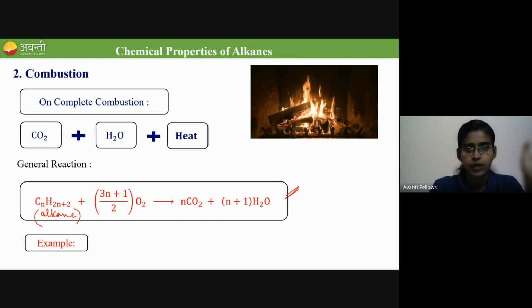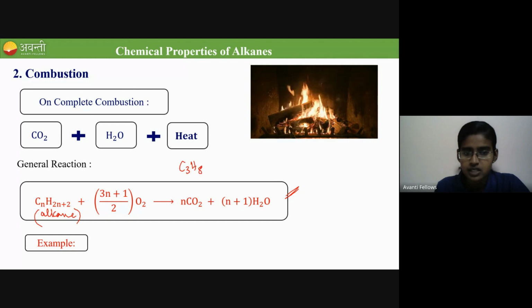Let me give you an example. Let me take propane as an example. In propane, what will be the value of n? Can anyone tell me how many carbons will be there in propane? Yes, very good, Anjanastri. It is 3, right? So what will be the formula for propane? It is C3H8.